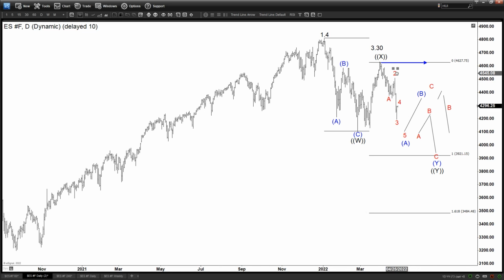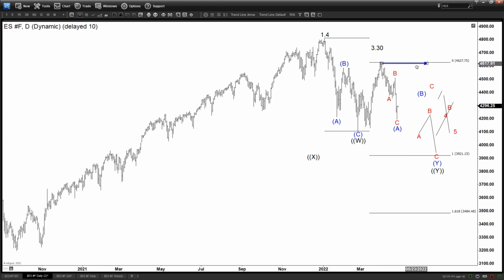Now remember, we understand the alternate, but we are not calling that. So you need to differentiate between the alternate and the main view. Just because I explained the alternate to you doesn't mean I'm not confident or I'm wishy-washy. No, I still prefer to see more downside, but that doesn't mean I do not understand the alternate.